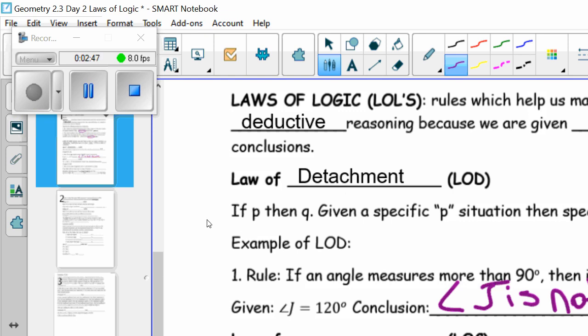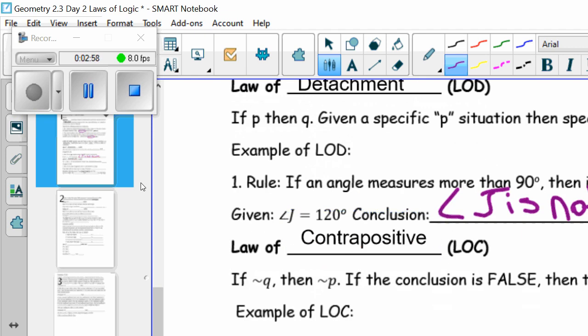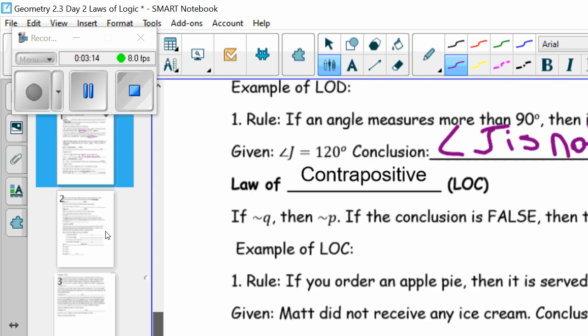Then we have what's called the law of contrapositive. We can abbreviate this as LOC. Remember, the contrapositive is where we have swapped places with the hypothesis and conclusion and negated them, put the word not in. So this one says, if not Q, then not P. If the conclusion is false, then the hypothesis must also be false. An example of LOC, the rule: if you order an apple pie, then it is served with ice cream. Given, Matt did not receive any ice cream. So what can we conclude? Matt did not order apple pie.